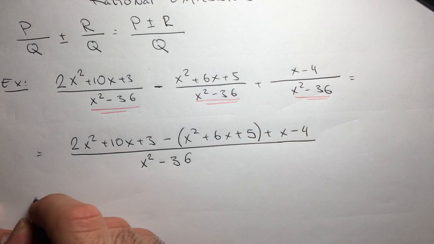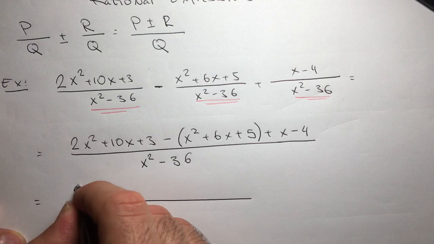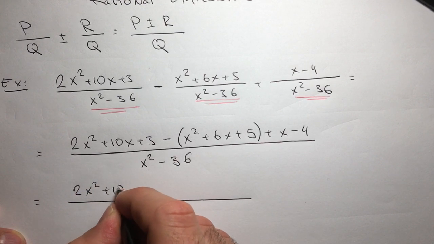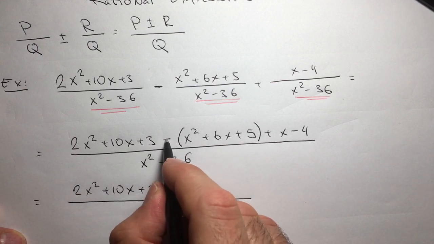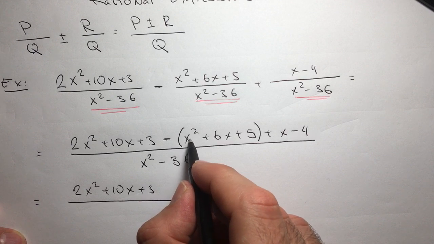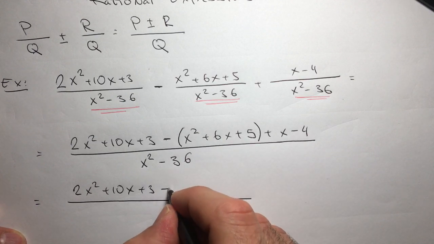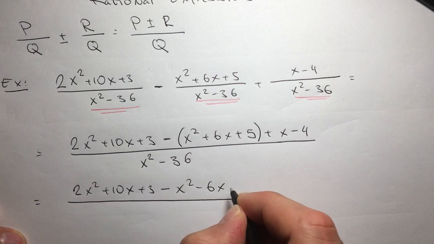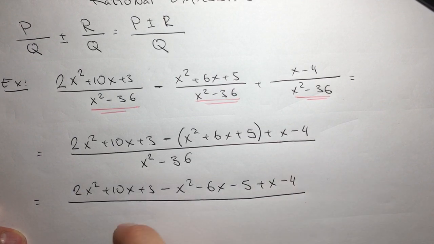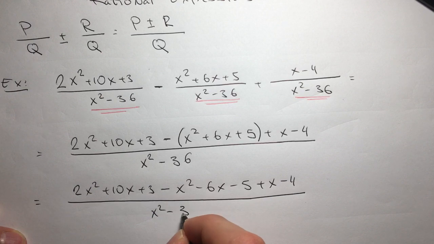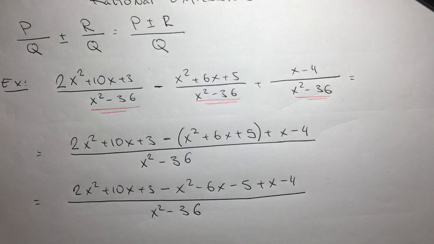Well, once you drop the parentheses, again this minus sign multiplies every term within the parentheses. So that's 2x squared plus 10x plus 3 minus x squared minus 6x minus 5 plus x minus 4 over x squared minus 36. Now let's simplify the numerator, because there are many like terms.